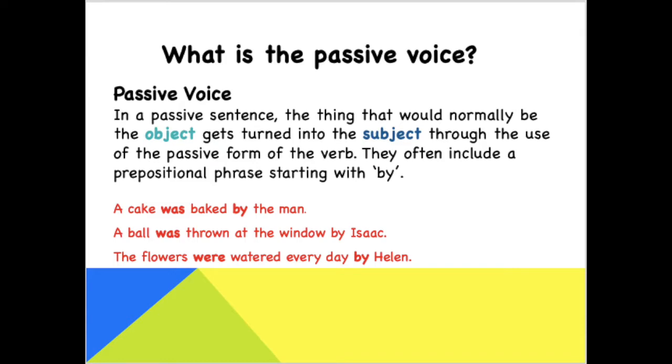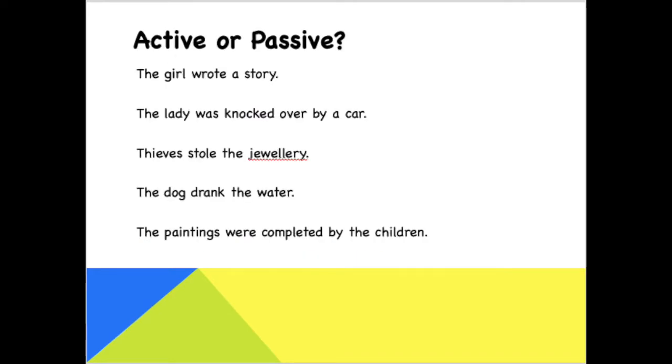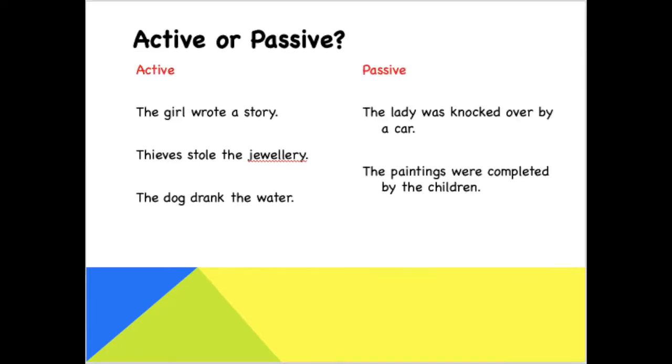A cake was baked. Okay, little test for you now. Can you sort out whether these sentences are active or passive? We've got: the girl wrote a story. The lady was knocked over by a car. Thieves stole the jewellery. The dog drank the water. The paintings were completed by the children. So think about the active voice, the passive voice. Can you decide which is which?